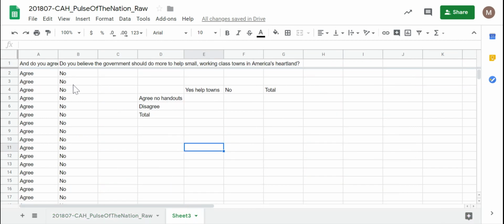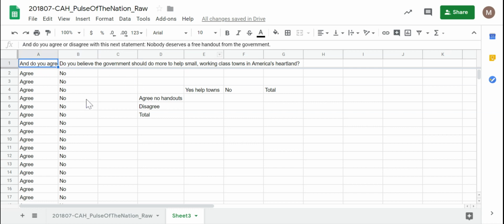Now we're going to ask the question, who is more likely to believe that the government should help small working class towns in America's heartland? People who agree that nobody deserves a handout, or people who disagree that nobody deserves a handout? Obviously, if you think nobody deserves a handout, you should therefore think that the government should not be giving handouts to small working class towns and vice versa, but let's see if that's actually backed up by the data.